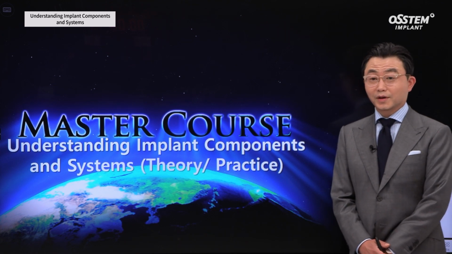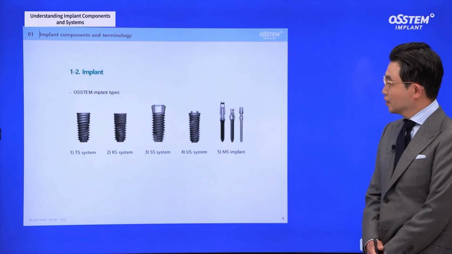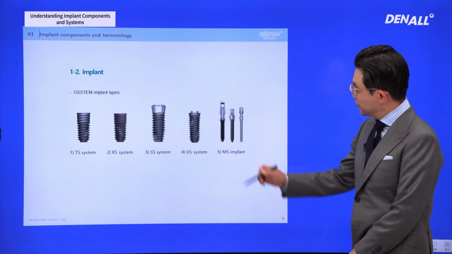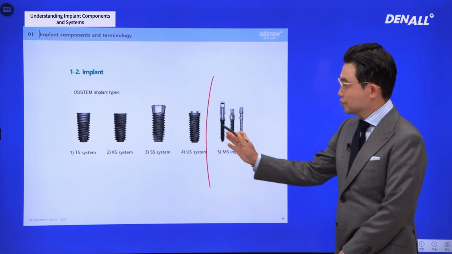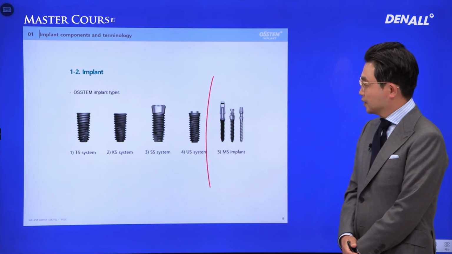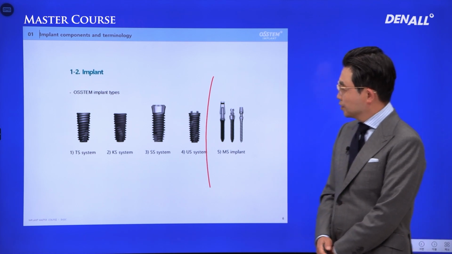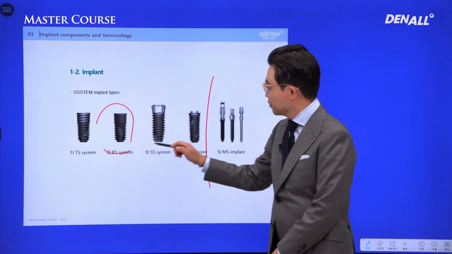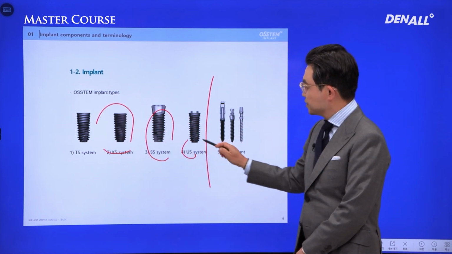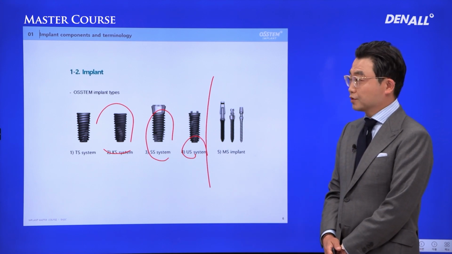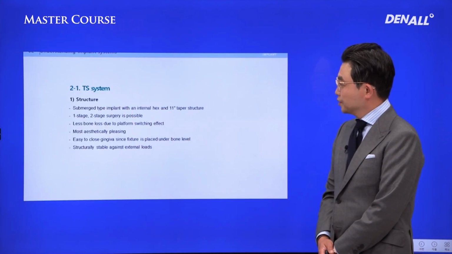Today I'm going to talk about Austin implant components and its systems. So Austin implant largely has one body and two body systems. In the case of two body systems, in the past they had submerged types and SS and US systems.